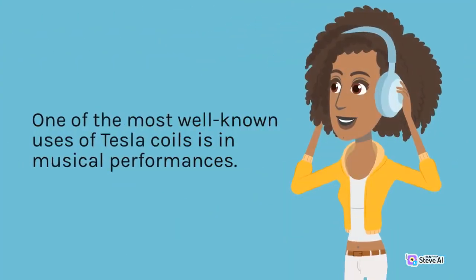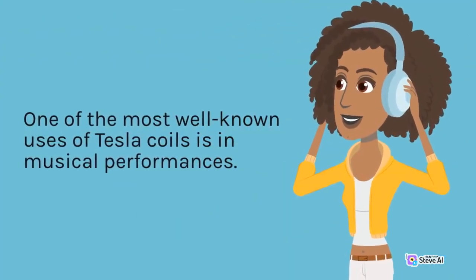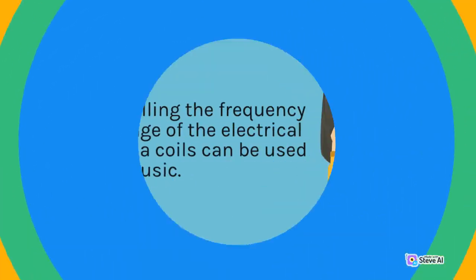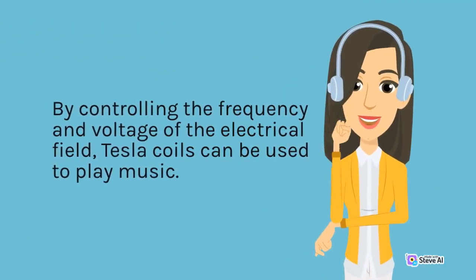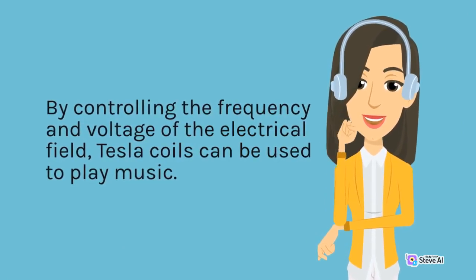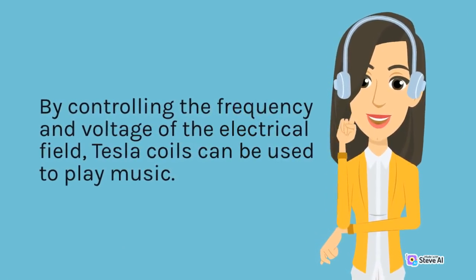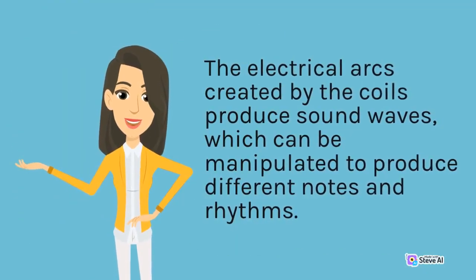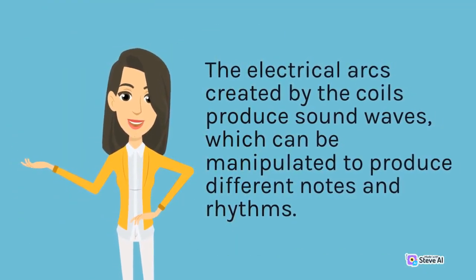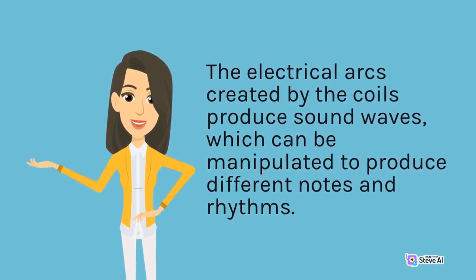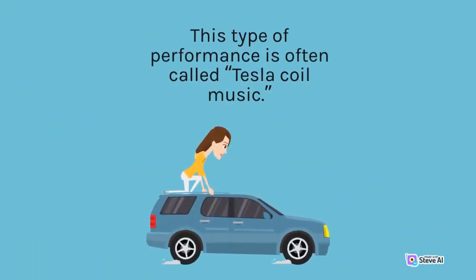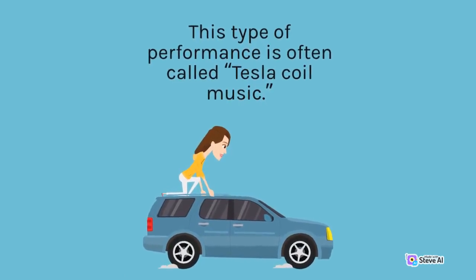One of the most well-known uses of Tesla coils is in musical performances. By controlling the frequency and voltage of the electrical field, Tesla coils can be used to play music. The electrical arcs created by the coils produce sound waves, which can be manipulated to produce different notes and rhythms. This type of performance is often called Tesla coil music.